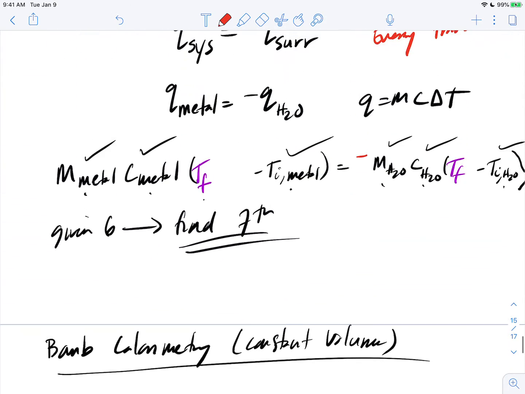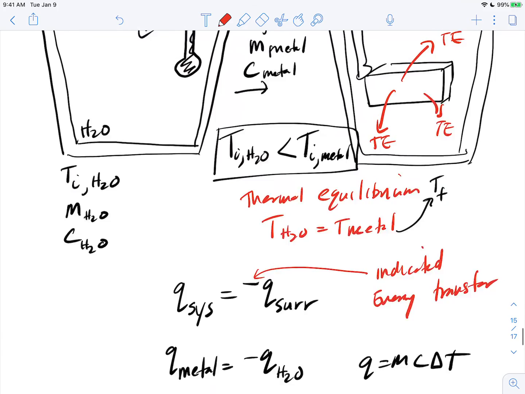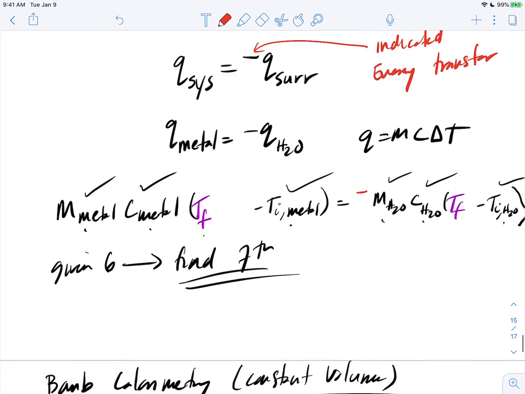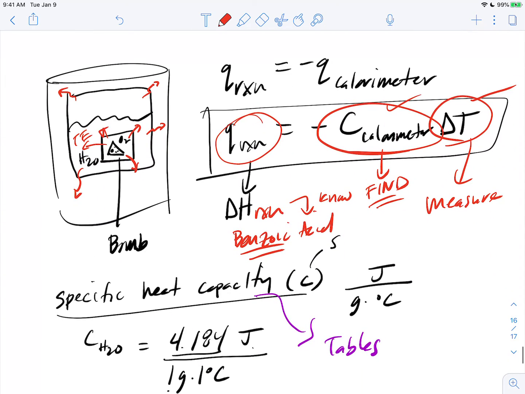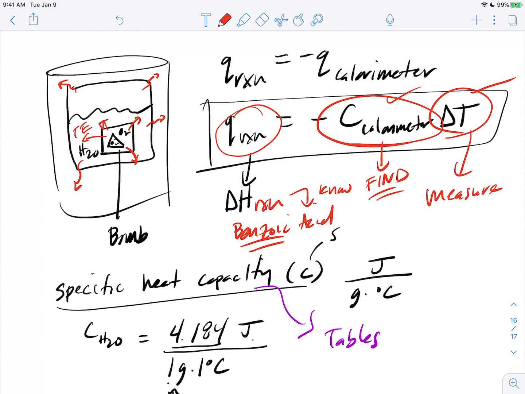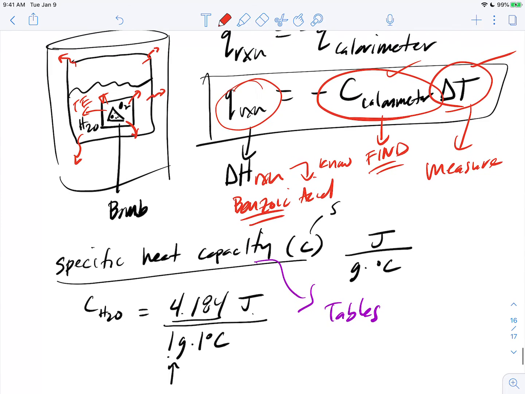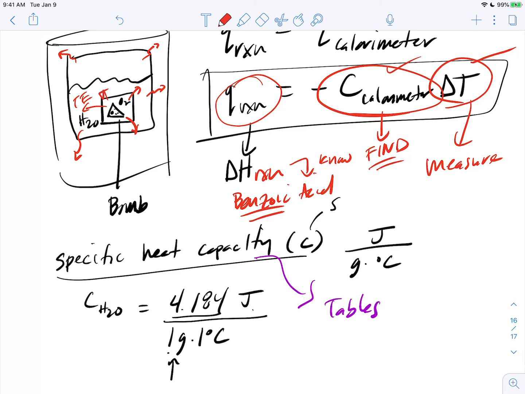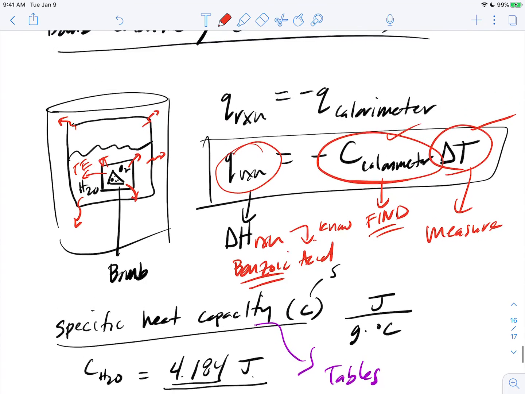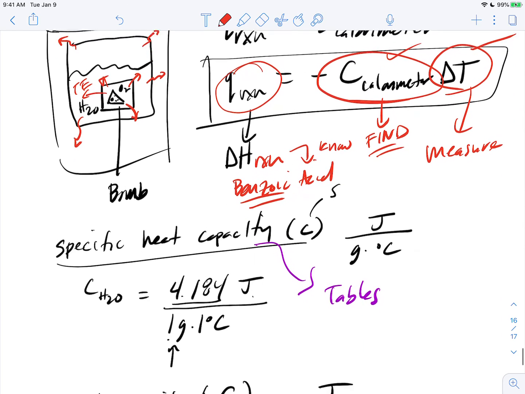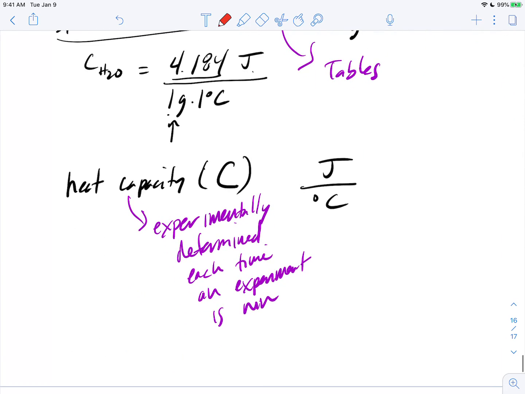So, moral of the story is the specific heat capacity that we would use for water is known. The heat capacity for a calorimeter, like a coffee cup calorimeter in the lab, you would determine experimentally, where you do not have perfect insulation. So where there's no mass provided, you would use the calorimeter heat capacity. Okay, so that's the difference between specific heat capacity and heat capacity.